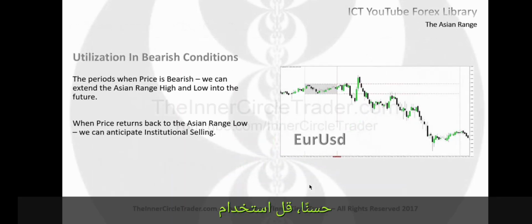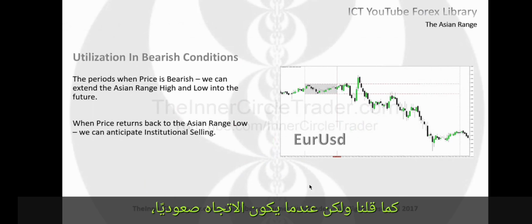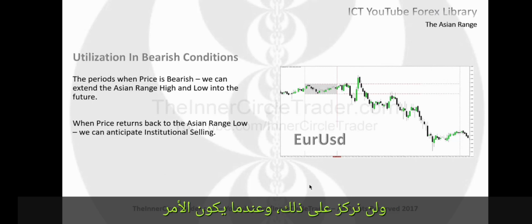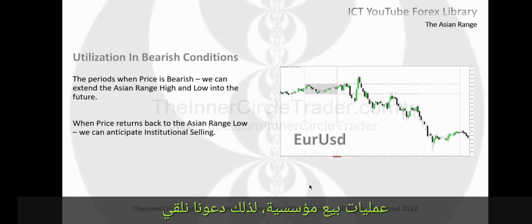All right, so utilization of the Asian range in bearish conditions. Again, like we said about when it's bullish, there's a period that's quiet right before the Frankfurt and London Open, and we would be focusing on that. When it's in a tight, narrow consolidation, we're going to be looking for some measure of manipulation, if you will, on price action. So we're going to be waiting for a break in the Asian range low, and then when price trades back up to it, we're going to be anticipating institutional selling.